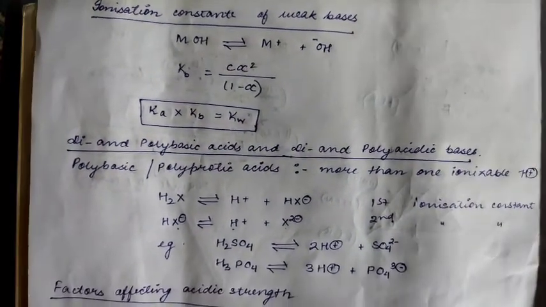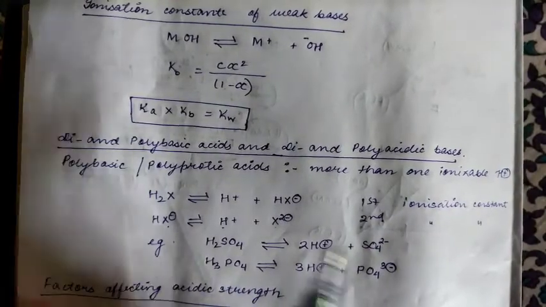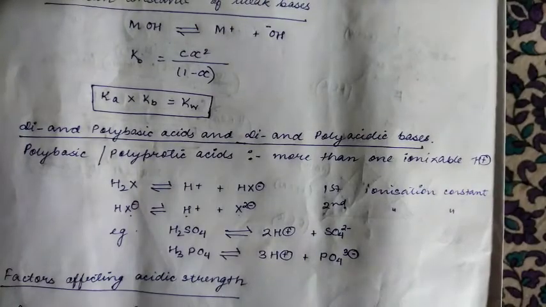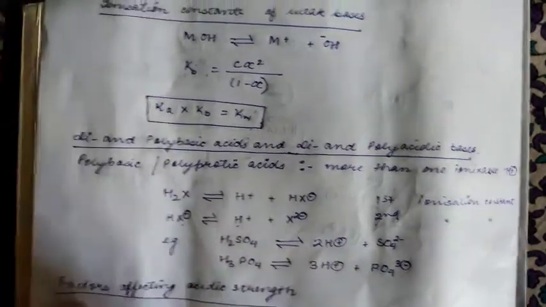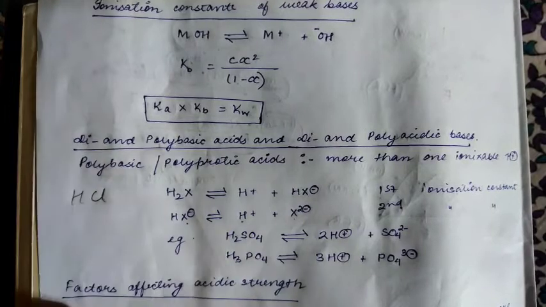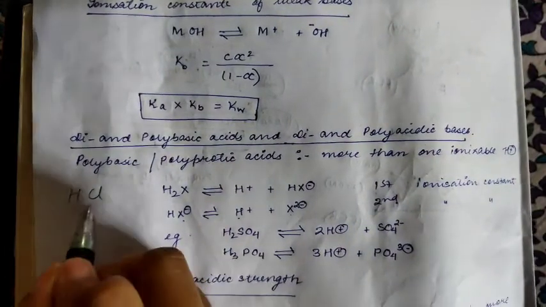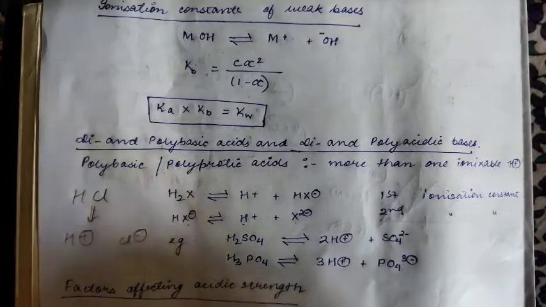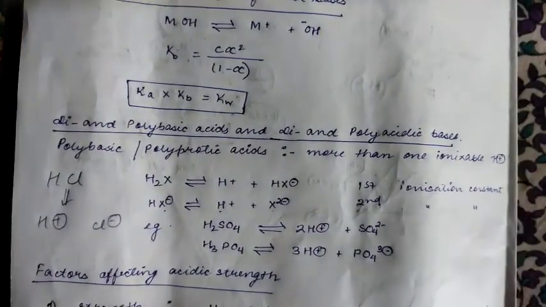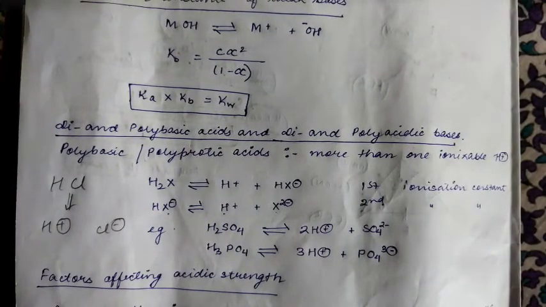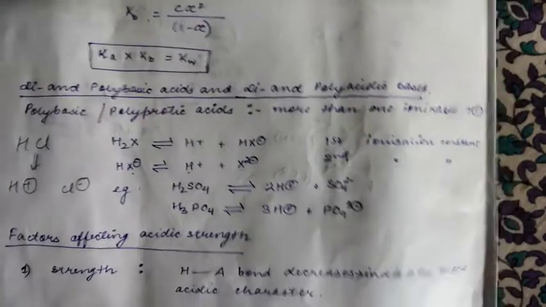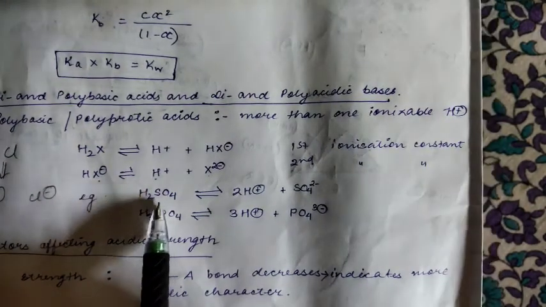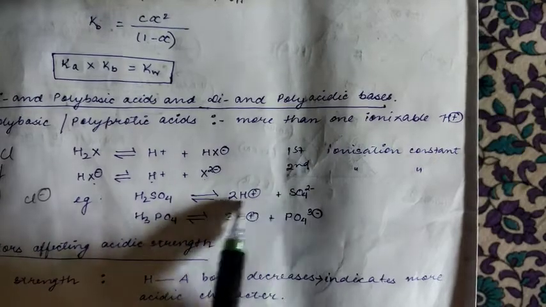Let us move on to the next topic, that is di and polybasic acids and di and polyacidic bases. Okay, you know the example of hydrochloric acid. The formula is HCl, and if you ionize this, you will get one proton and one chloride ion, right? But there are some acids where you will get more than one proton. For example, sulfuric acid, you can see here there are two hydrogens, right? So you can ionize this as follows.